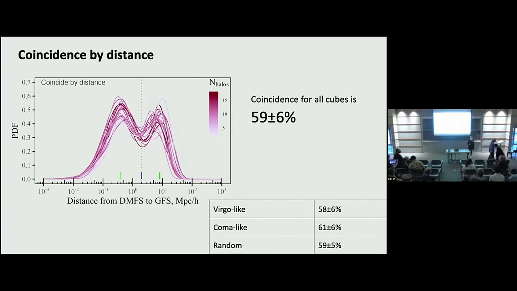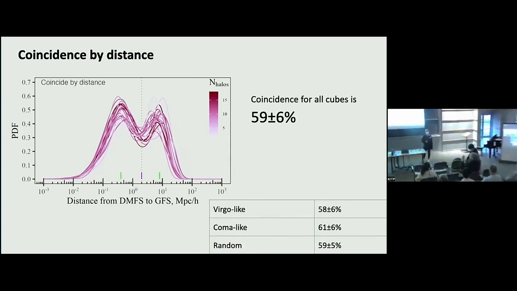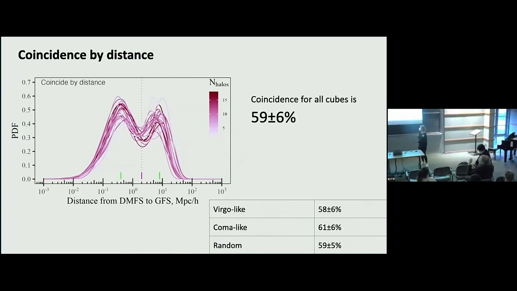I guess there's a question of, did you compute the distance both ways, from the dark matter to the galaxies and from the galaxies to the dark matter? Yes, we measured it the same.